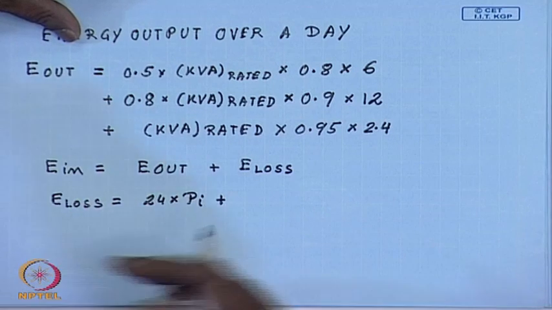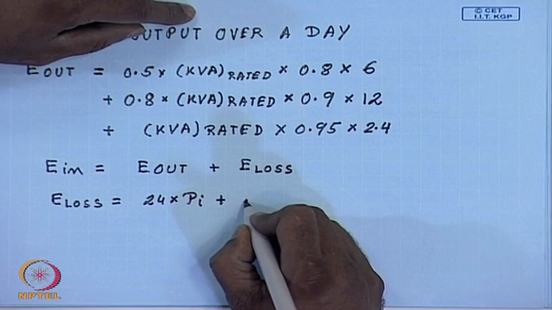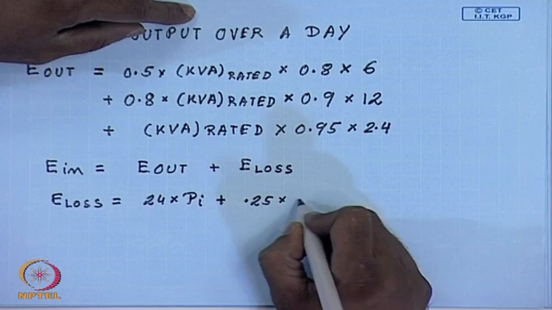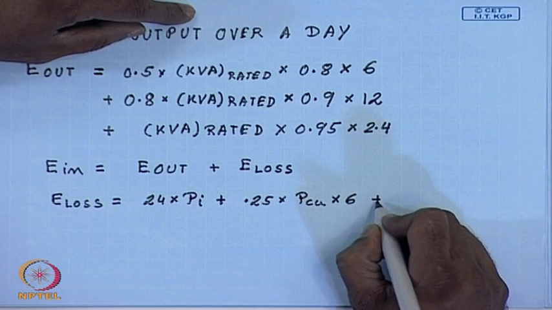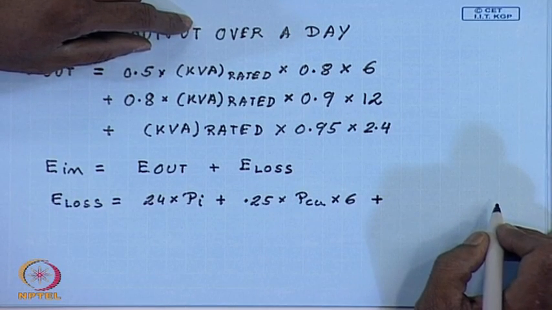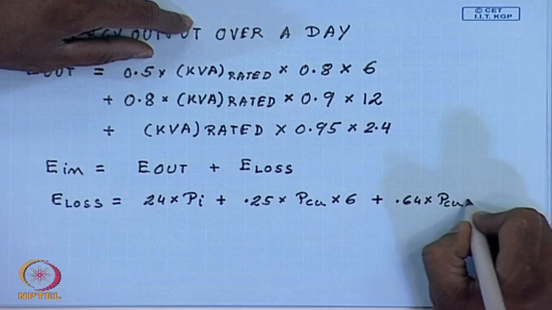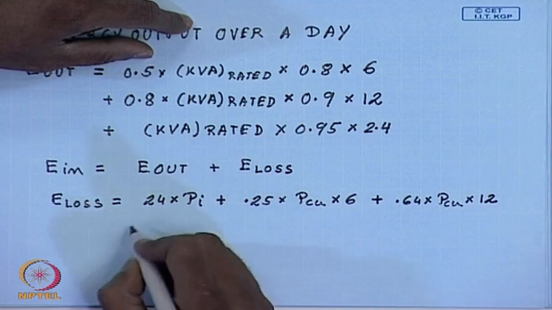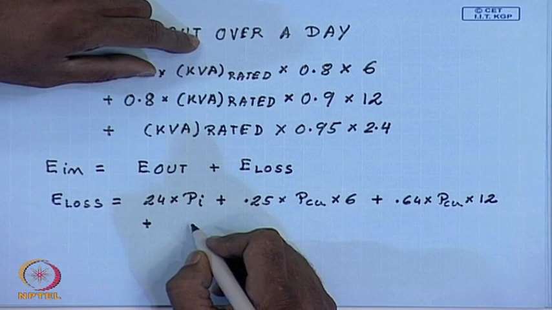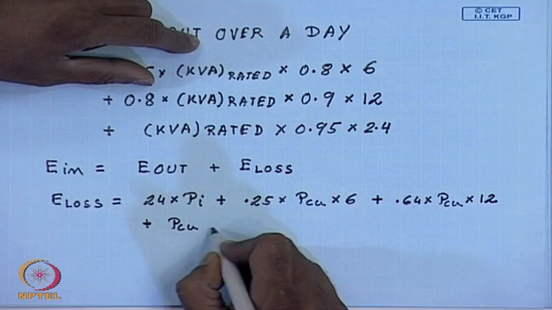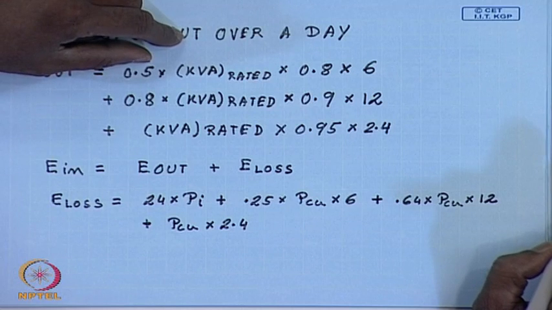plus 6 hours at 50% of the load, so 0.25 into PCU into 6 hours, plus 50% of the time at 80% of the load, so 0.64 into PCU into 12 hours, plus rated full load for 10% of the time, that is PCU into 2.4 hours. So, this is the total energy loss.